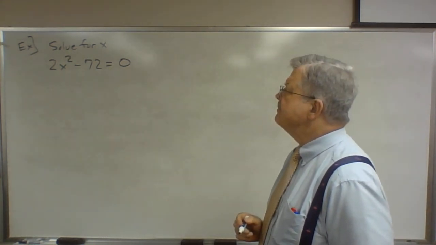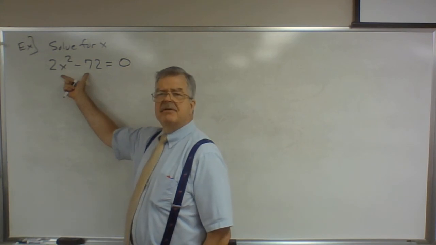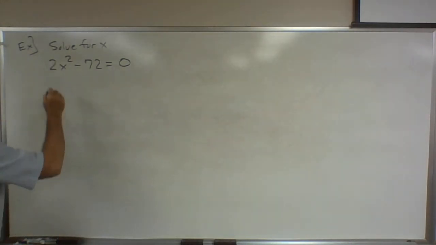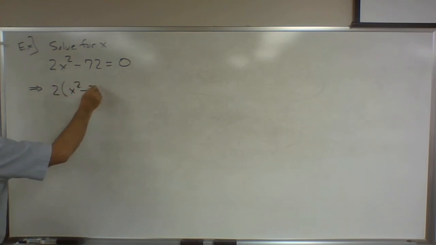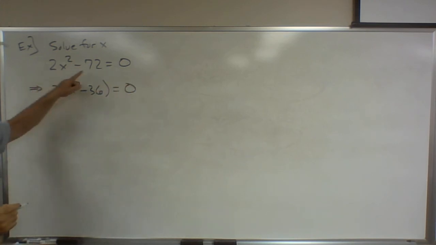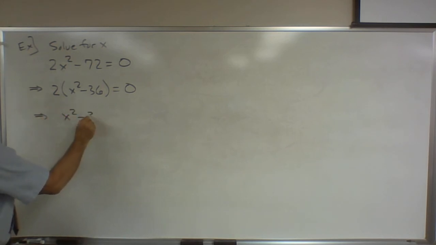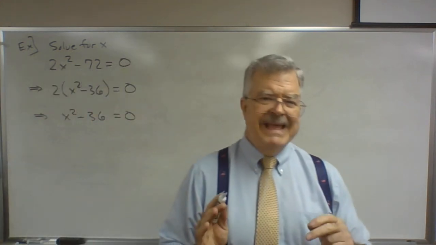Okay, here's an example. 2x squared minus 72 equals 0. And we might recognize that we have a common factor here. That common factor is 2. So we can divide both sides by 2, or better still, factor out the common factor of 2, and then divide both sides of the equation by 2. We can do that with any non-zero real number.